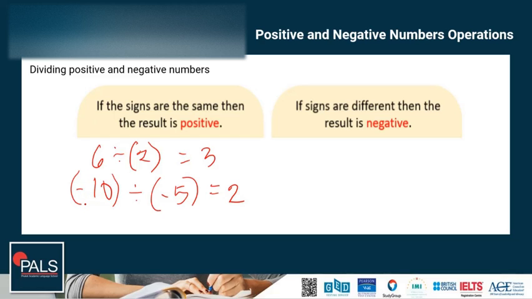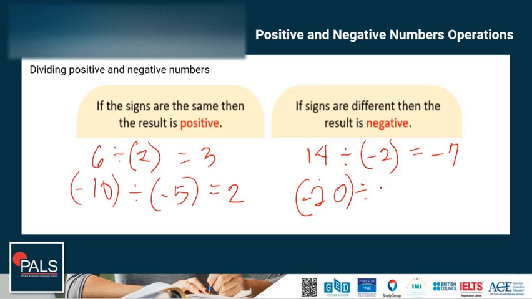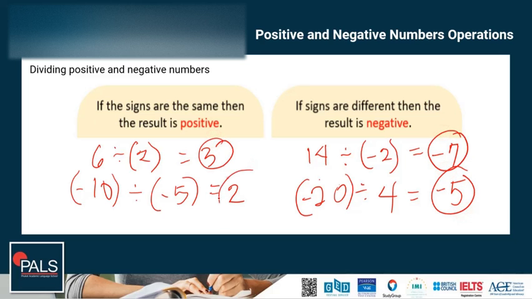Another example, 14 divided by negative 2. The answer is negative 7, because the signs are different. Negative 20 divided by 4, the answer is negative 5. Okay? So, dividing positive and negative numbers is very, very simple as well.